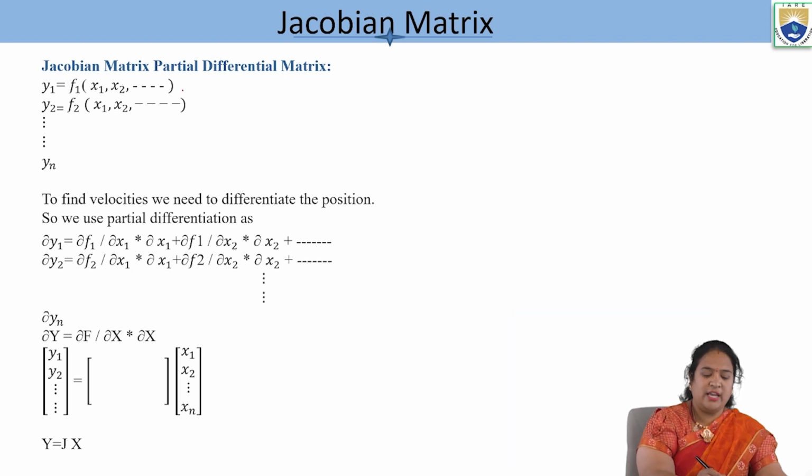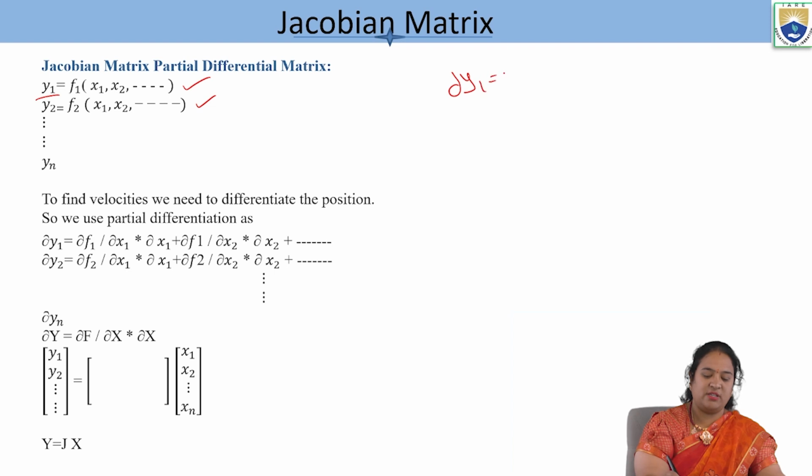As I've told you, in the first slide we saw y1 equal to f1 of x1, x2 and so on, and y2 equal to f2 of x1, x2, so on up to yn. In order to find out the velocity of the end effector, we need to differentiate the position. So how do we differentiate the position? We are taking y1. When we differentiate, what do we write?